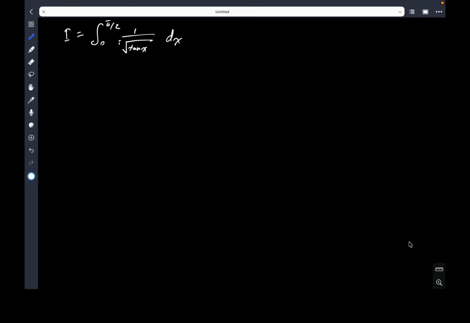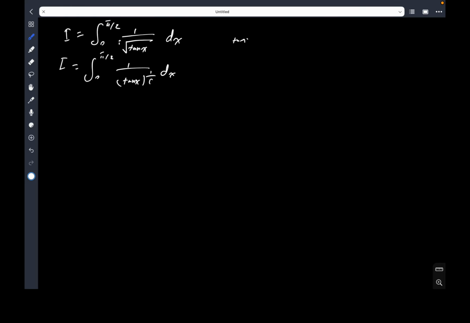In this video we're going to see how we should solve this integral from 0 to pi over 2 of 1 over the i-th root of tan x. First, I'm going to write this integral in exponential form. So it's going to be tan of x to the power of 1 over i dx.